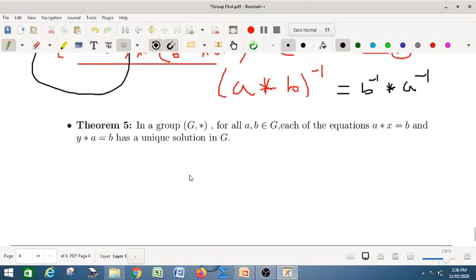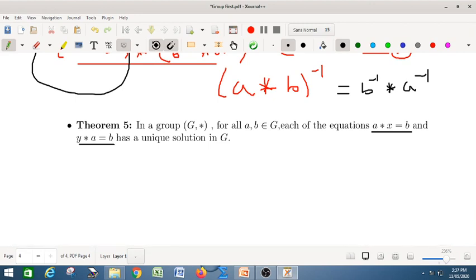And the last theorem I want to state: in a group G star, for all A, B belonging to G, the equations A star X equal to B and Y star A equal to B have a unique solution in G. So you have to prove that there is a unique solution. You can easily prove that. Try this as your assignment. So our lecture today is up to this.